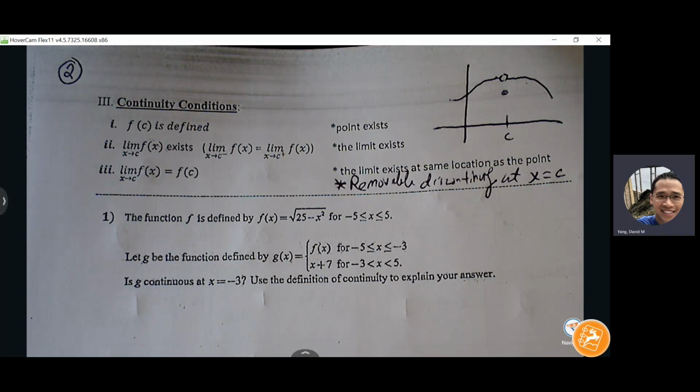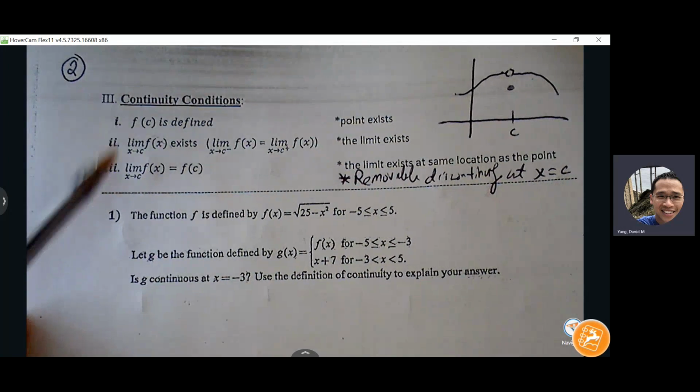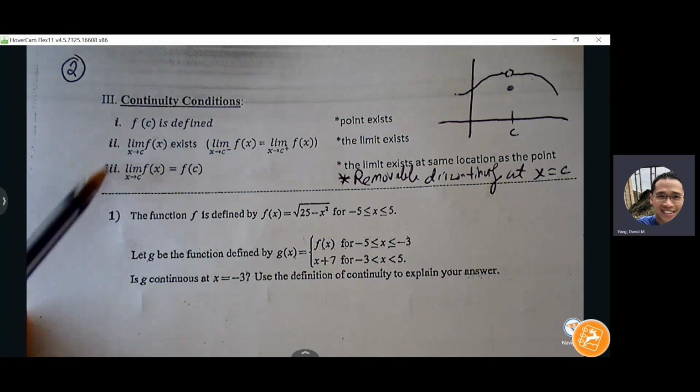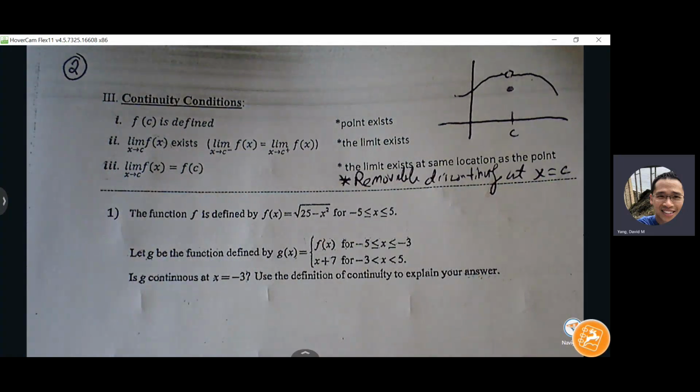So if we look at number one here, it says let the function be defined by g of x as f of x between -5 and -3, and then x plus 7 between -3 and 5. Is the graph continuous at x equals -3? Use the definition of continuity. Okay, so we're going to just step through the continuity conditions and plug everything in, and piece by piece, we'll see if all pass or if it doesn't. Then if it fails one, we can quickly determine what type of discontinuity we're dealing with.